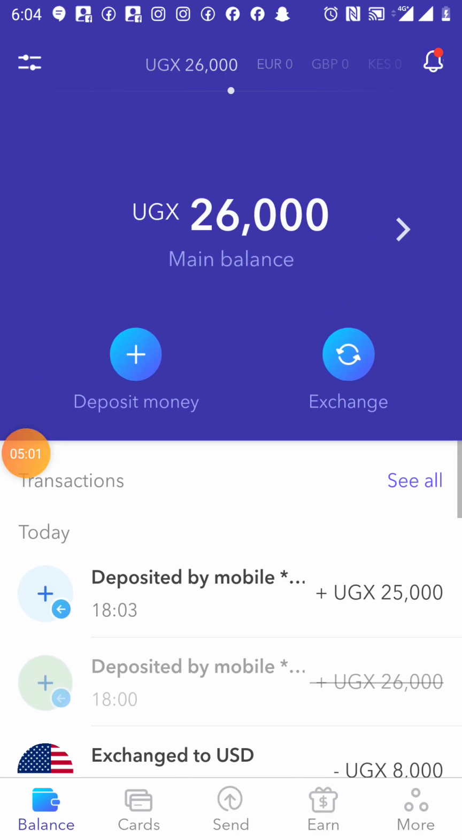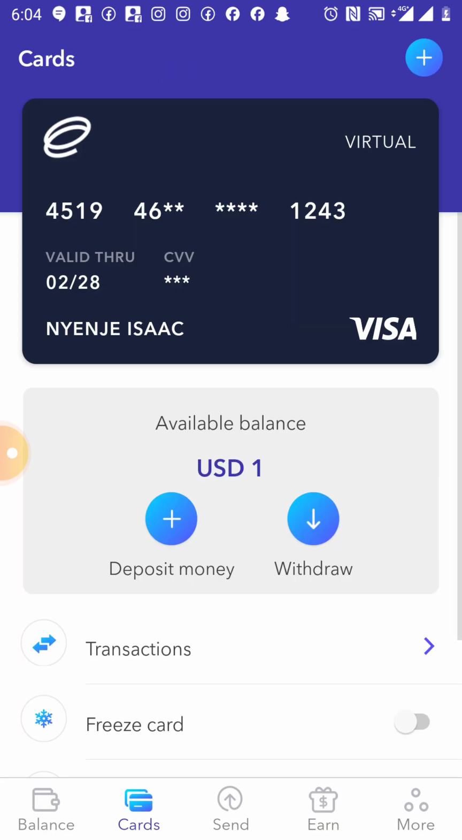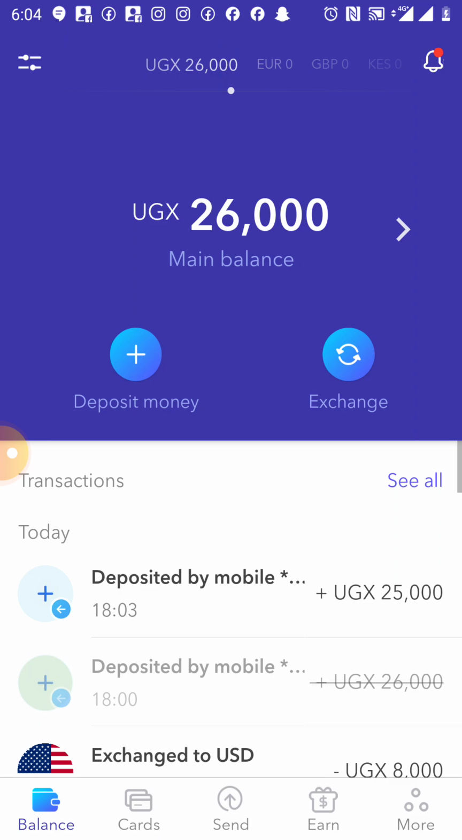So if we go back now, besides that, we are going to be exchanging. So how do we carry out an exchange? We are going to transfer, because we can't create a card. If we want to create a card, we are going to be clicking here, but we can't create a card if we have Ugandan shillings, because we want a Visa card that is actually operating in dollars. So it means we have to exchange this to dollars.